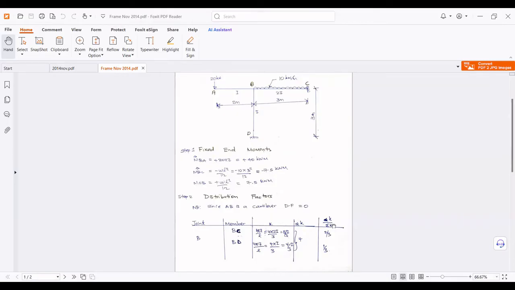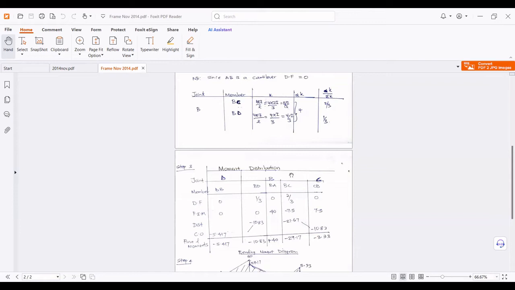So now if you get K over summation of K, for member BC, you get 2 over 3. And for member BD, it's 1 over 3. So member BC, obviously, is stiffer than member BD, which has only I.